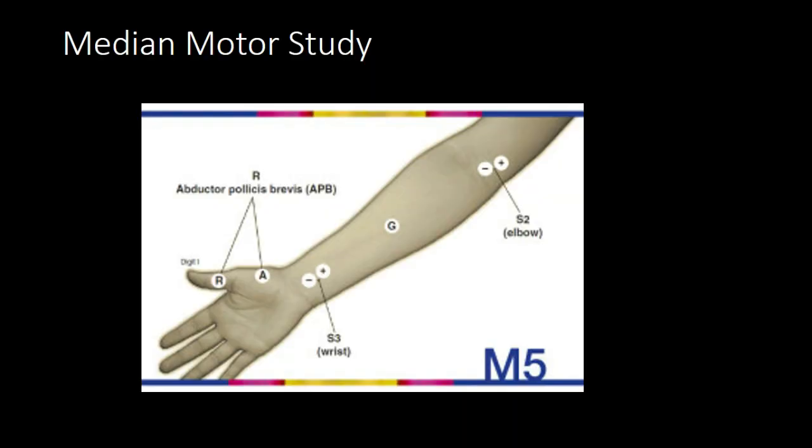Coming to median motor, in that case, you're going to put the recording electrode at the center of the belly of abductor pollicis brevis, which is half the distance between the distal wrist crease to the metacarpal phalangeal joint. I can go back again. It's here, and this is your metacarpal phalangeal joint, and here's the distal crease. So kind of midway, you're going to put that mark.